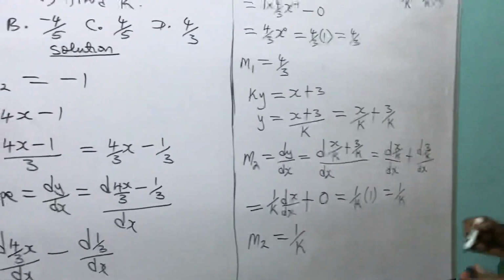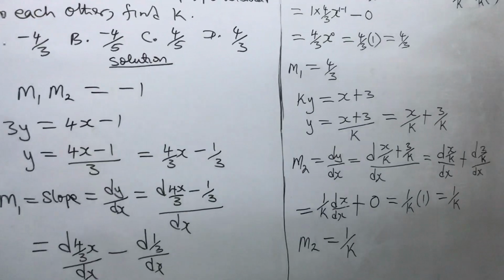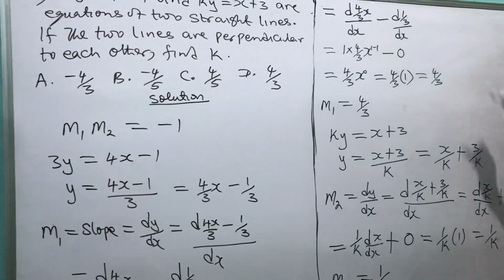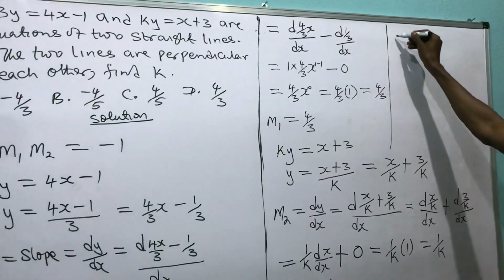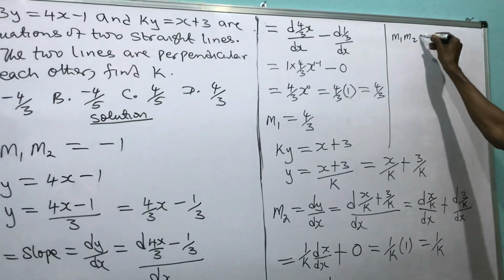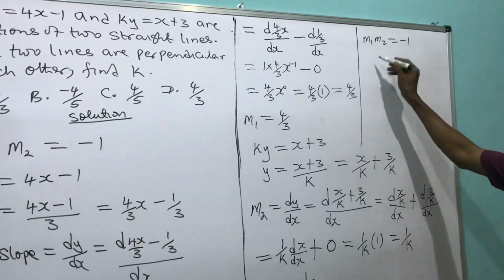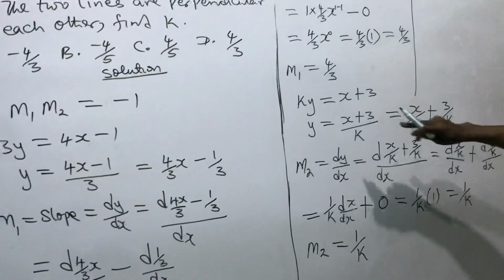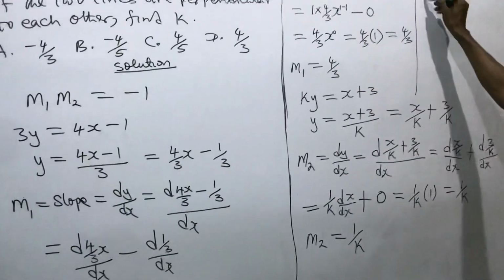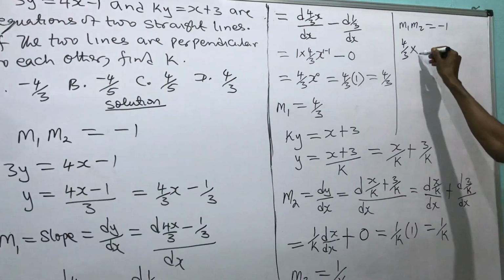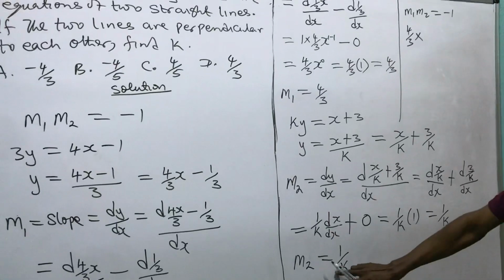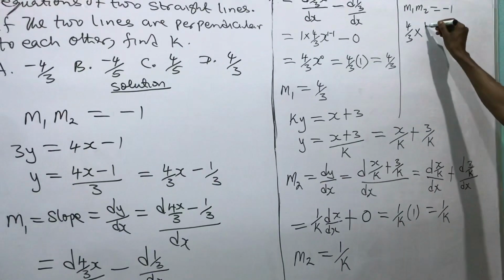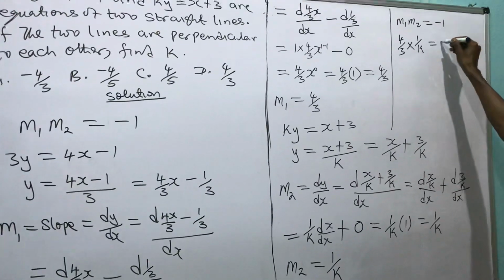Now, I can go back to my equation, which I proved before. I know that m2 is equal to minus 1. I got my m1 to be 4 over 3 times my m2. Look here, my m2 is 1 over k. So now come over here, 1 over k is equal to minus 1.